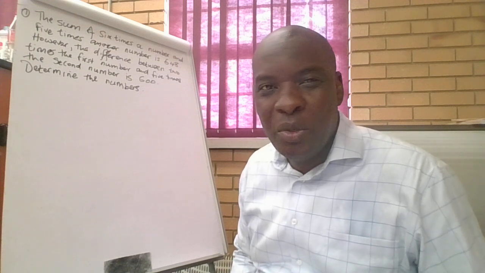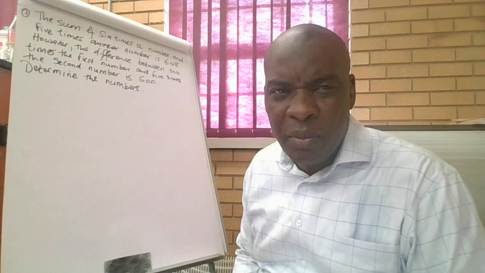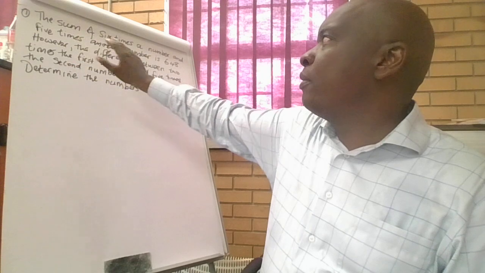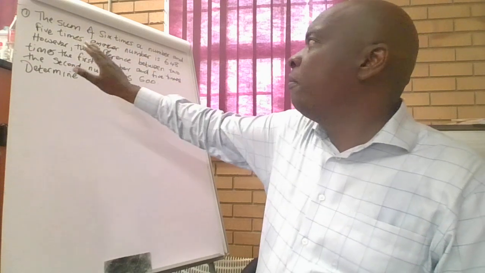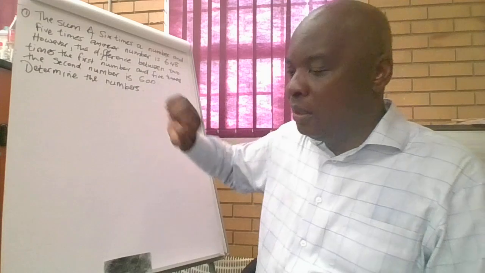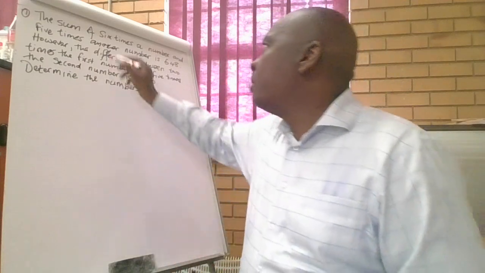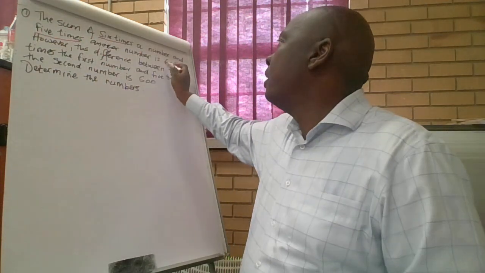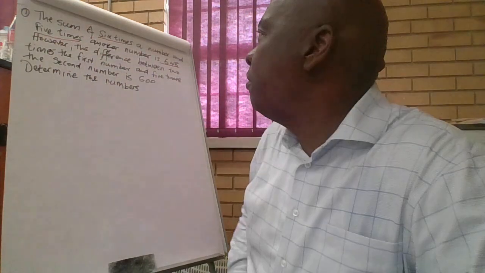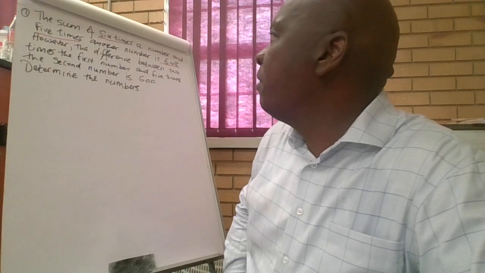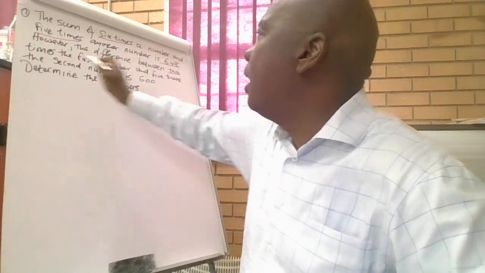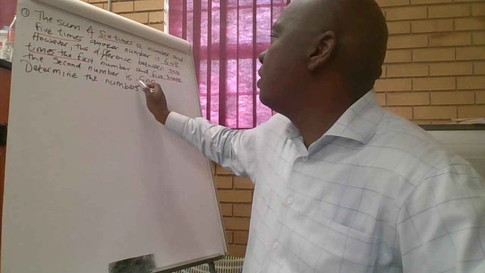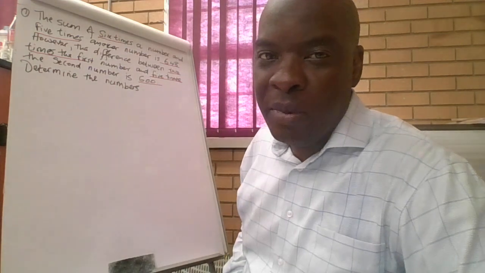Yes, we want to look at this word problem. So let's read what it says. It says the sum of 6 times a number and 5 times another number is 648. So we have that information. And then we are told again that, however, the difference between 2 times the first number and 5 times the second number is 600. Determine the two numbers.